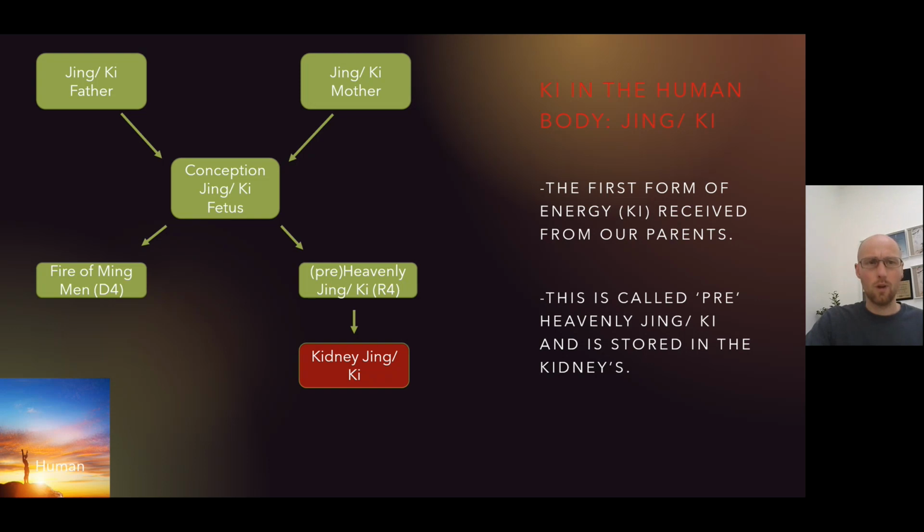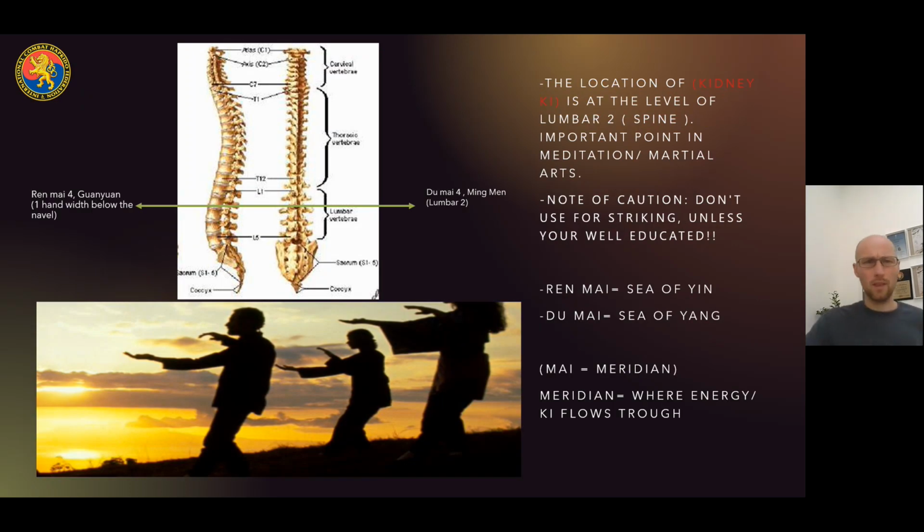You see over here, when you've got the conception Qi, you can divide it in two. The yang part of that Qi, they call it the fire of Mingmen, and it's located at the level of Dumai 4. I will explain later. And the yin part of that Qi is the heavenly Qi, and it's stored in the kidney. So that location is over here.